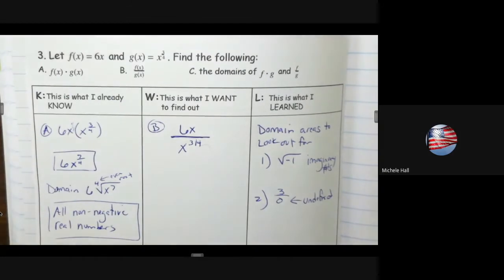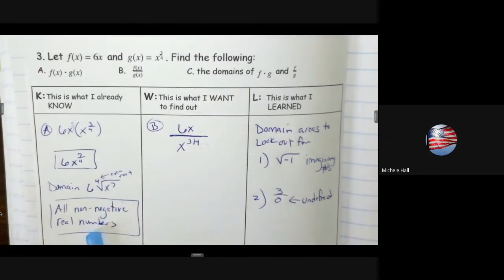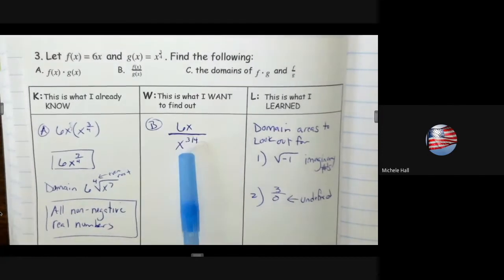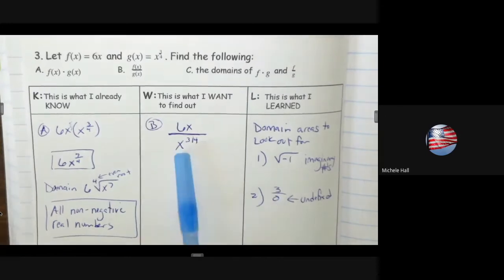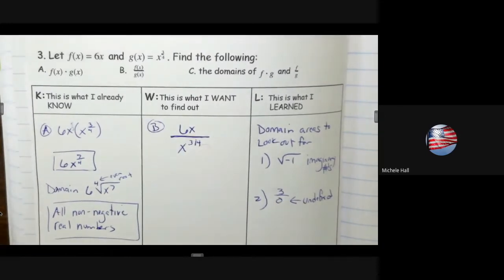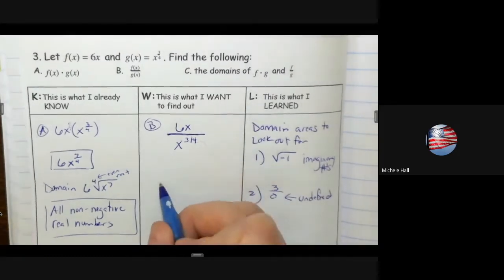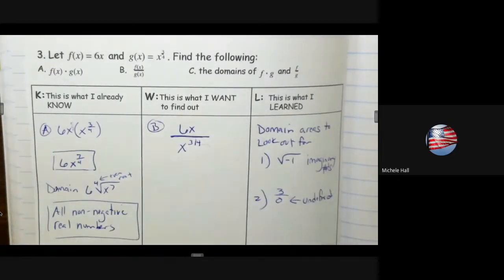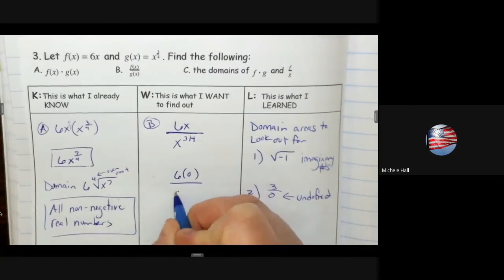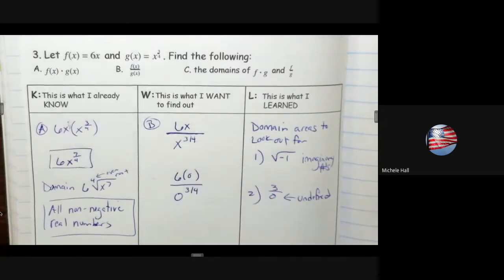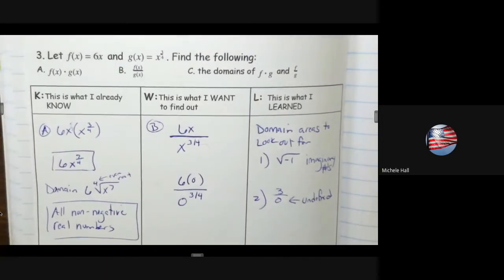We've been talking about even roots and why they have to be non-negative real numbers. And here we have a fraction. We really need to be looking out for those problem areas. What would make this denominator 0? Whatever number would make that denominator 0, that's the problem in the domain. If we substituted in 0, what would it look like? 6 times 0, and then 0 to the 3/4. So 0 cannot be in the domain because it's a problem. It's undefined.